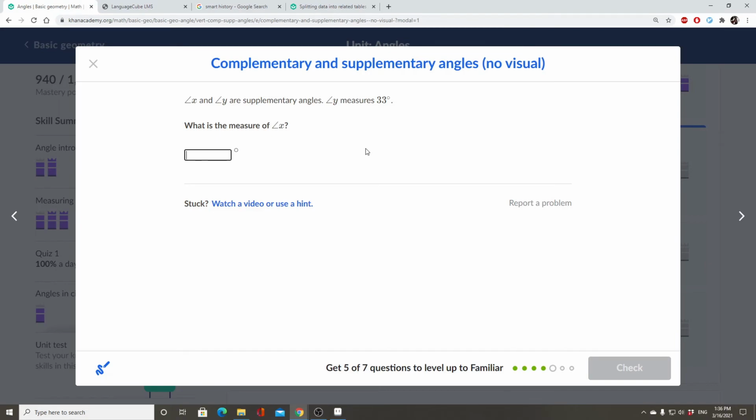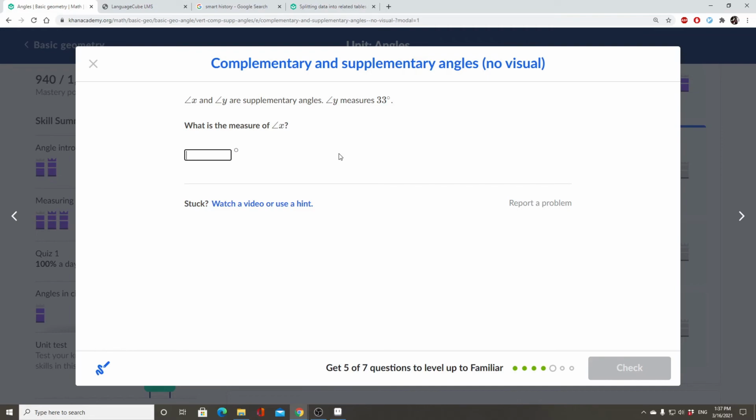X and Y are supplementary angles. Y measures 33. Okay, supplementary, that's 180, right? Yeah, 180. So you make these associations in your head by doing these practice exercises. And someday this might be useful, I hope. Or at least it will be useful for understanding more complex mathematics later on. Math is really interesting. It seems to stack on top of each other very nicely, like the skills. So you use the basic skills to learn more advanced skills, and then it's just this really nice structure of learning.